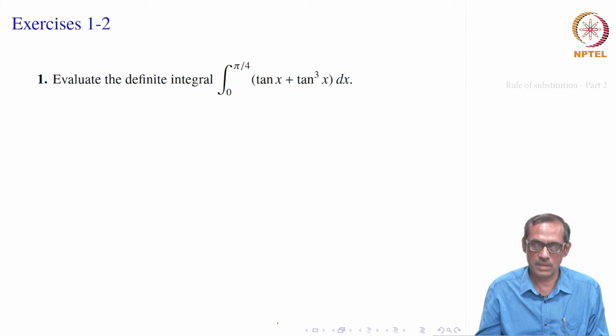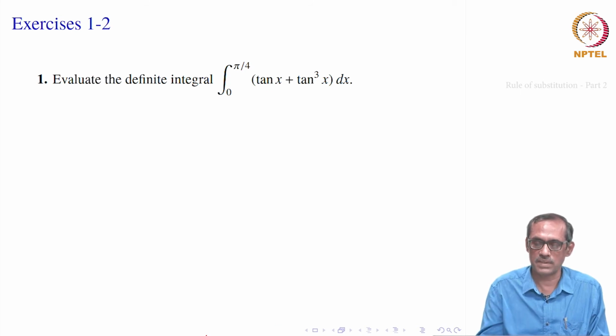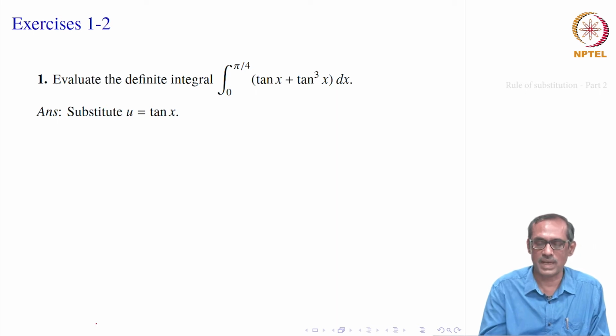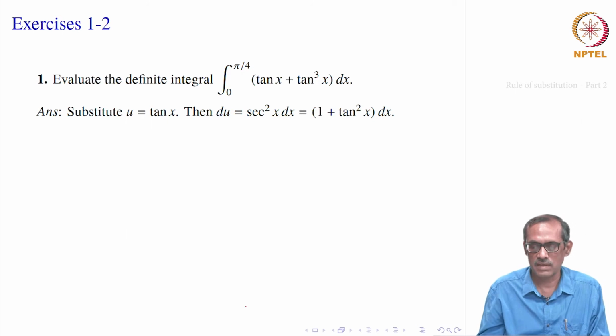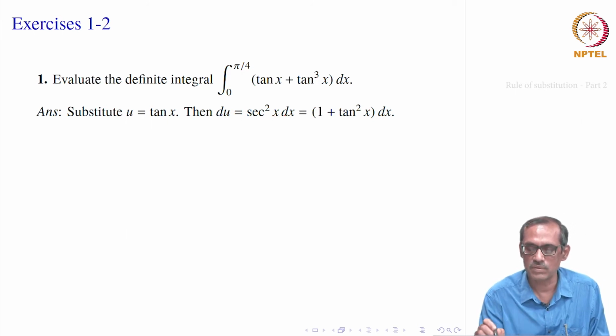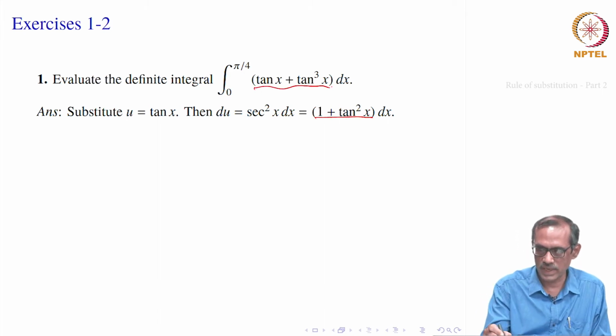Well, how do we go about it? Of course, this can be integrated, but using logarithmic functions, which we have not introduced till now. So, what way should we proceed? Well, we substitute u equal to tan x, that is creating problem. So, let us take u equal to tan x. So, what happens? du becomes secant square x dx, which is 1 plus tan square x dx. Now, you can see that is helping here.